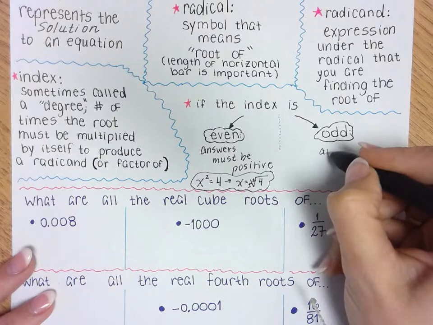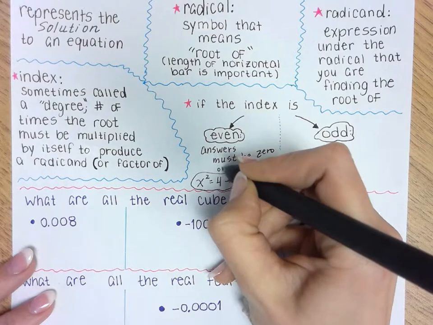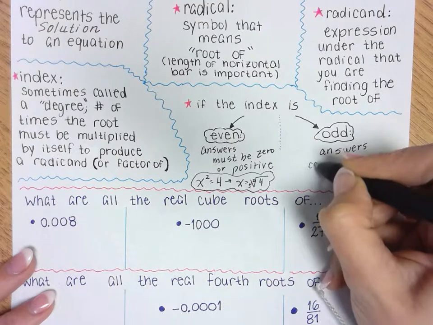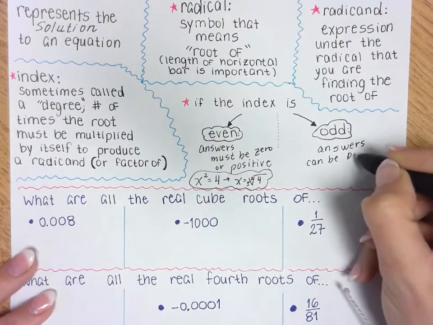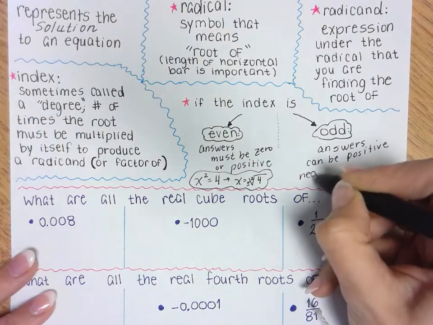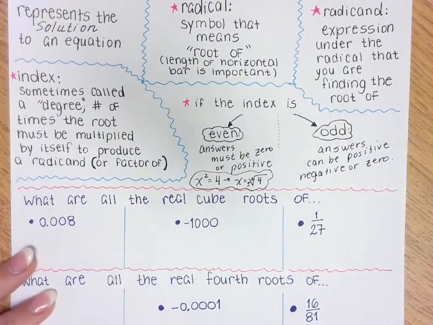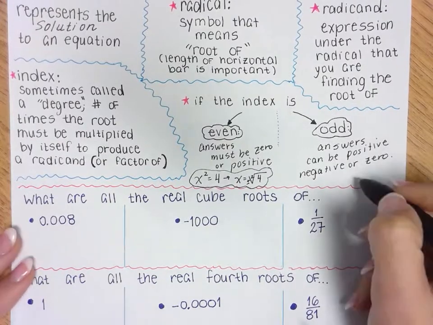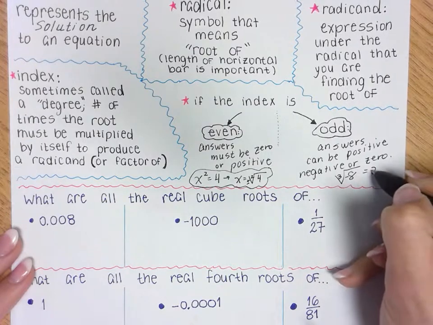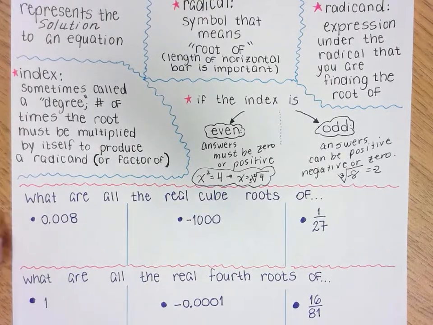Odd answers can be positive or negative. Oh, must be 0 or positive, actually, because it could be 0. Answers can be positive, negative, or 0. Got it? And you'll only have one answer always. Like if you take the cube root of 8, the answer is 2, but the cube root of negative 8 is negative 2. You can't go throwing around plus minuses when you have odd roots. Okay?